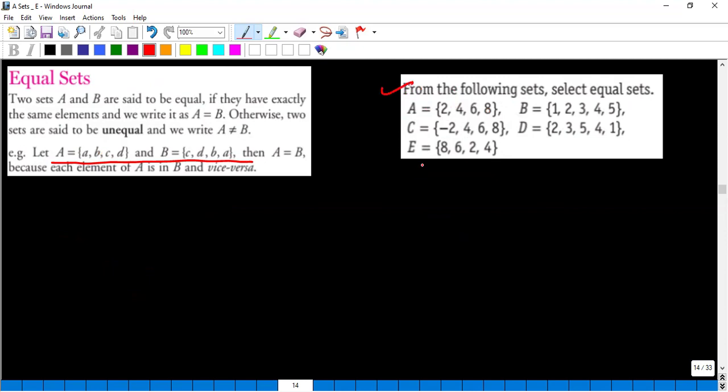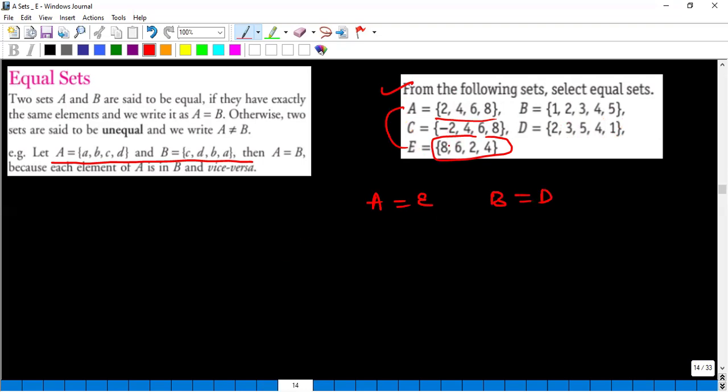Observe this. From the following sets, select equal sets. 2, 4, 6, 8. Anywhere do we have those numbers? Observe set E. Irrespective of order, A is equal to E, we can tell. 1, 2, 3, 4, 5. 1, 2, 3, 4, 5. So you can tell B is equal to D.